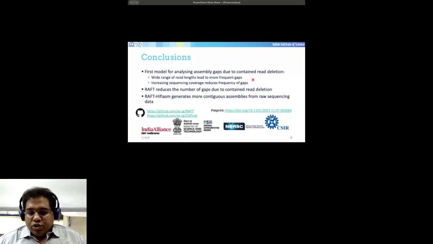We have created 2 open source tools, CGProb for our theoretical model for assembly gaps and Raft for fragmenting reads. Both of them are available on GitHub. Our preprint for this work is available on bioRxiv and is currently under revision at Genome Research. Thank you.